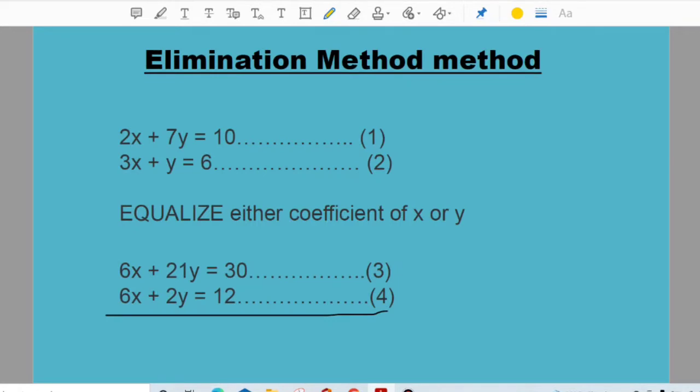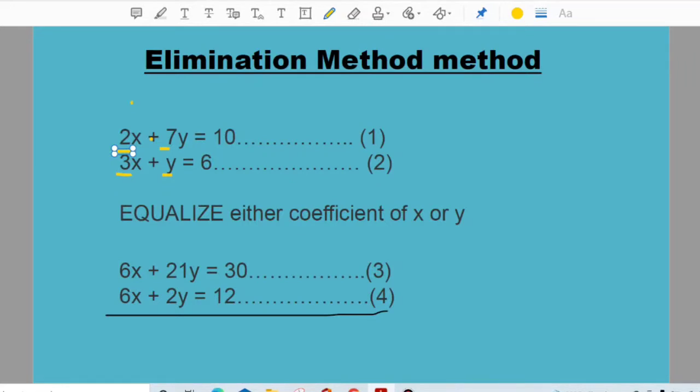Equation 1 and equation 2. We need to find the values of x and y. So in order to find the values of x and y, we need to see the constants that are attached to those variables. Here 2 is attached, here 7, and here nothing is there, so we put 1 as the coefficient. This is attached to this variable. What we can do is solve this by equalizing. In order to equalize, mathematics says that we should make either of the coefficients equal.